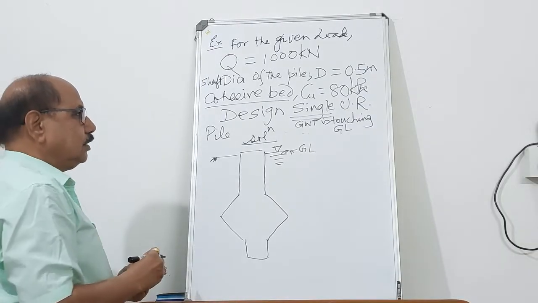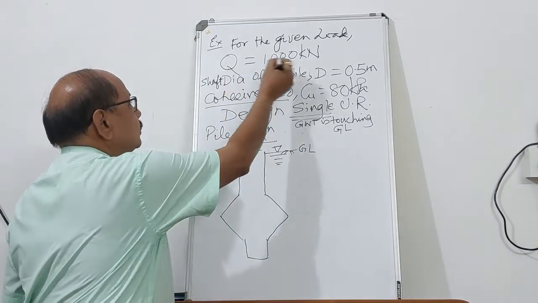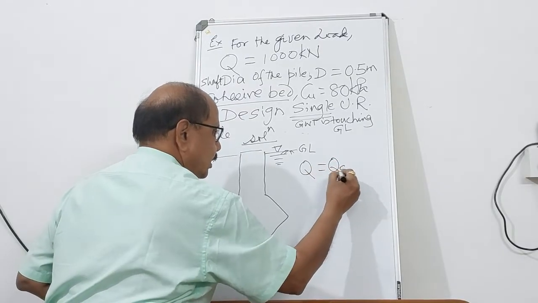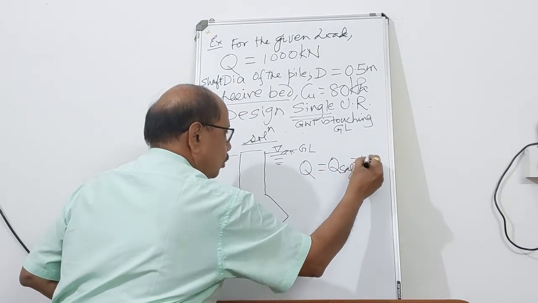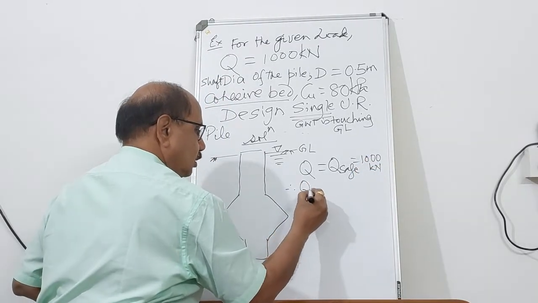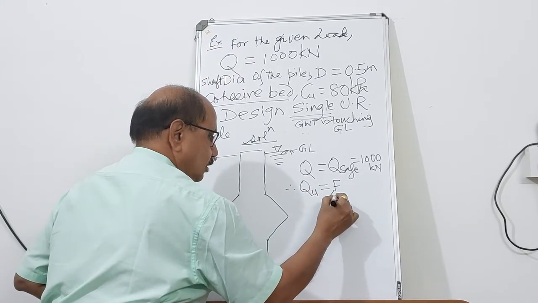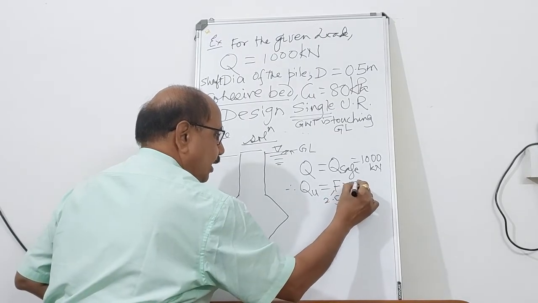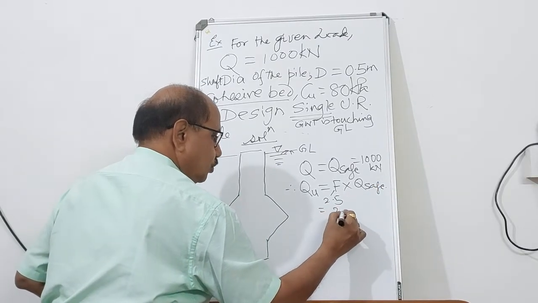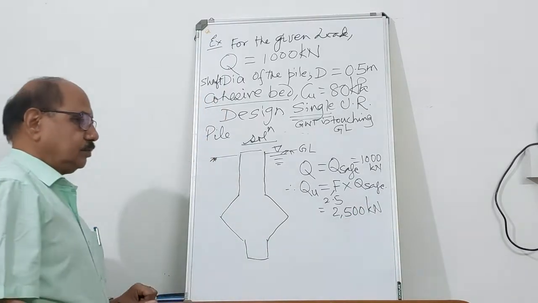Naturally, the safe load is given to you. This is the load Q. This is the safe load of 1000 kilonewton. Therefore, the ultimate load will be factor of safety 2.5 multiplied by Q, so this becomes 2500 kilonewton.